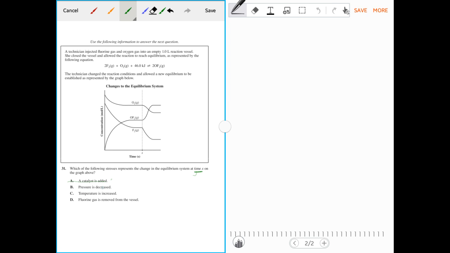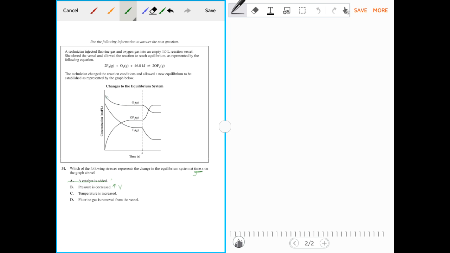Okay, so then it says pressure is decreased. Now again, if we decrease pressure, we've increased the volume. And if we increase the volume, we shift to the side with the larger chemical amount, which is actually our reactant side. So based on the graph here, we should see more reactants produced.